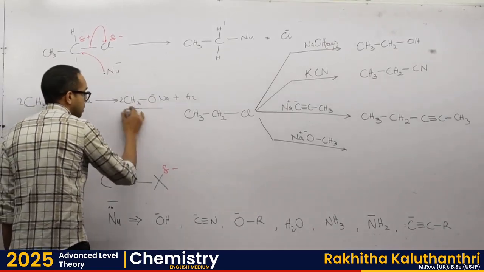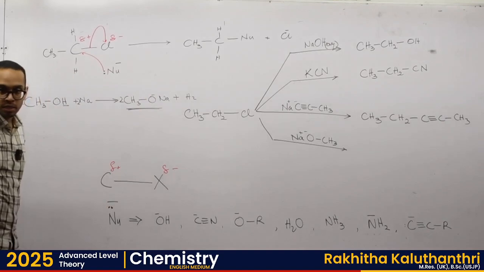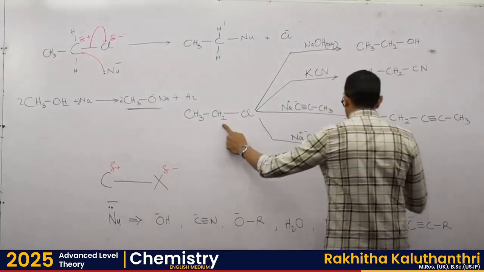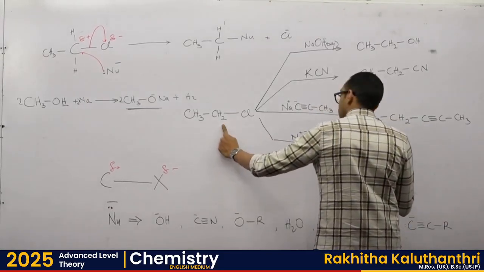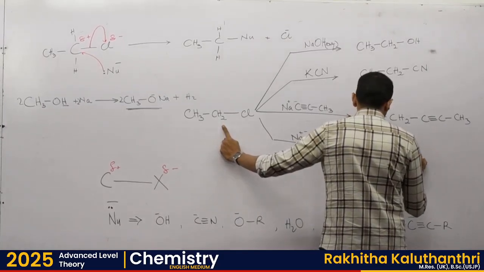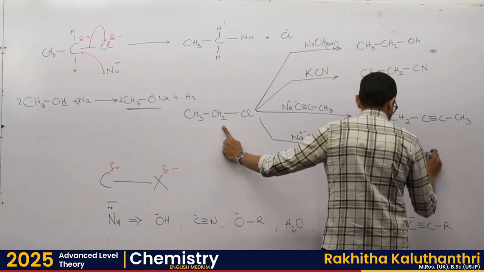So this produces this thing. So if you take that and react with alkyl halide, you get CH3CH2OCH3.